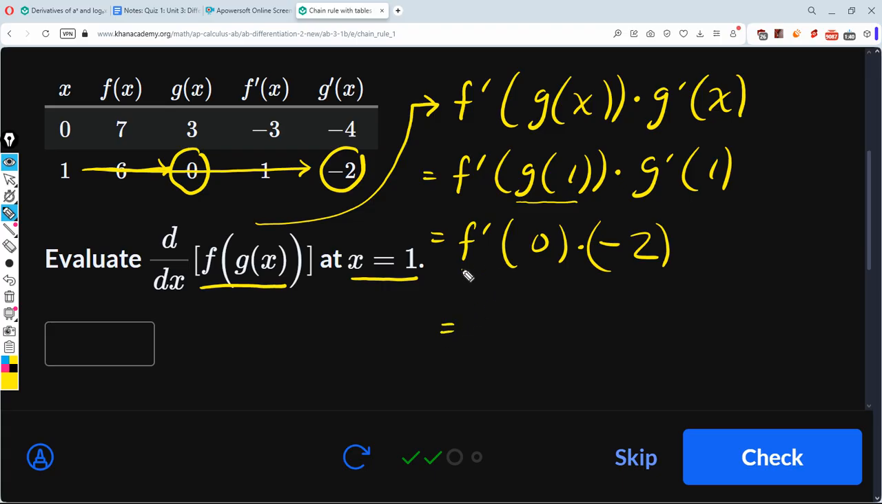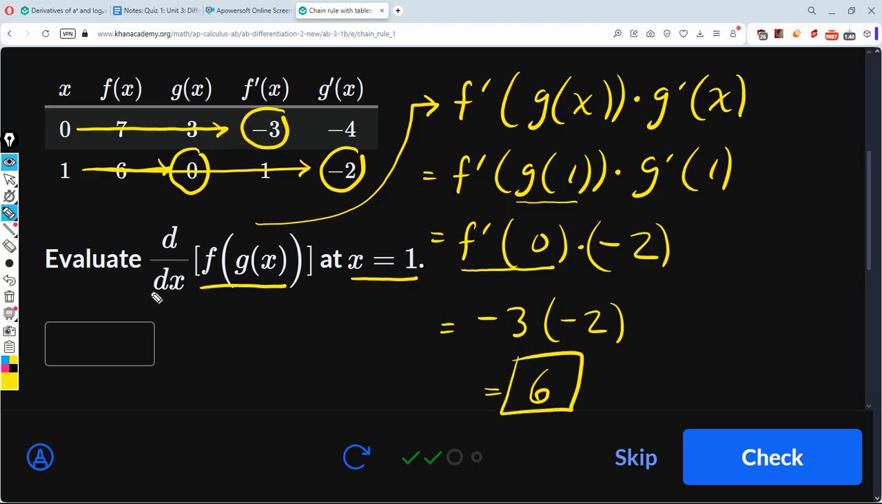Again, going to the table for f prime of 0. Here's x equals 0, here's f prime. That's a negative 3 for f prime of 0. And that's times negative 2. And of course, that is just positive 6. Final answer.